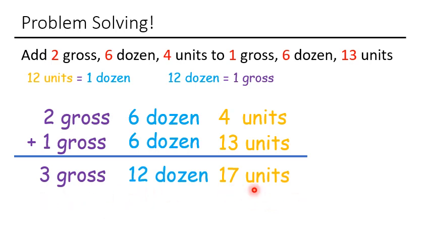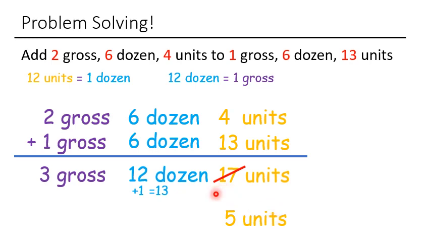All right, so 17 units. Remember from up here, 12 units equals 1 dozen. So if you have more than 12, you can take those 12 out and it equals 1 dozen. I have more than 12, so I can take 12 of these out. That makes 1 dozen, and I'm going to add that dozen over here. So that gives me 13 dozen. And over here, when I subtracted the 12 out, that left me with 5 units.